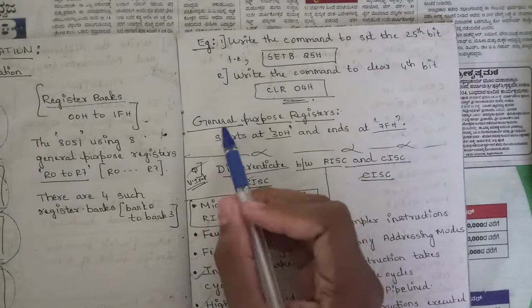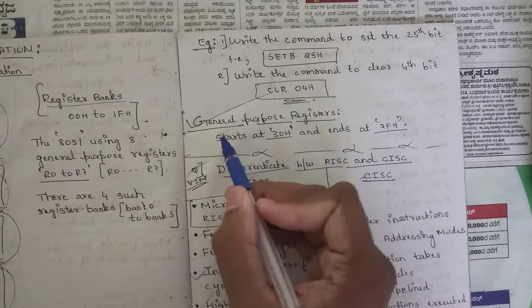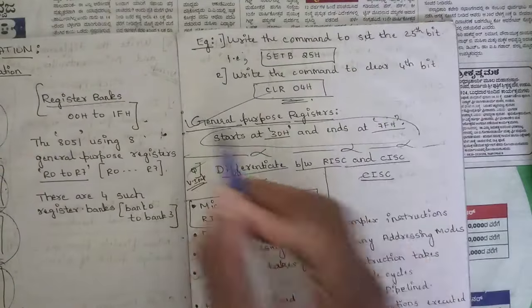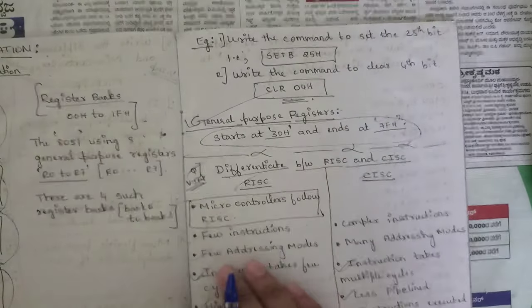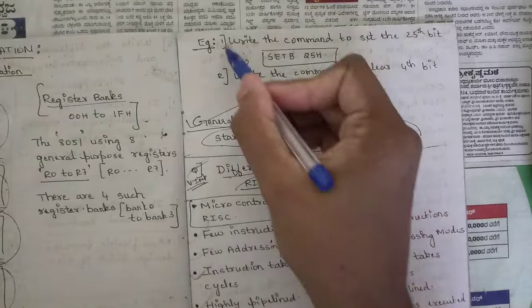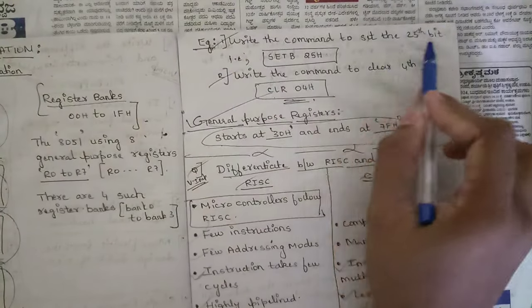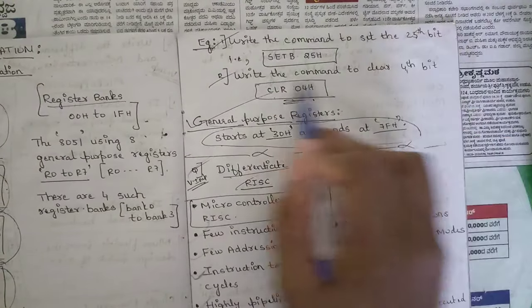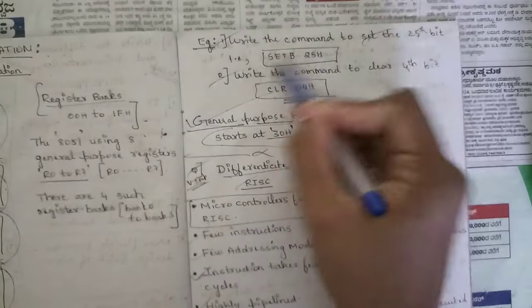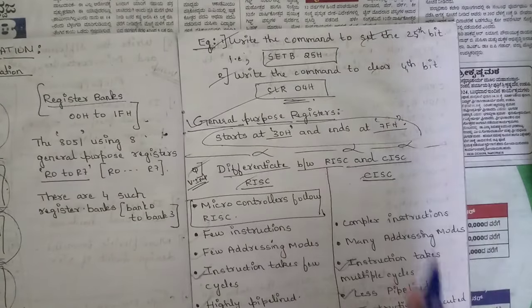So the third part is the general purpose registers. It starts from 30H and ends at 7FH. Okay, so this is the general purpose register. Okay, so these are some examples of commands to set the 25th bit. To set the bit we use the command set bit. To clear the bit we use the command clear bit.